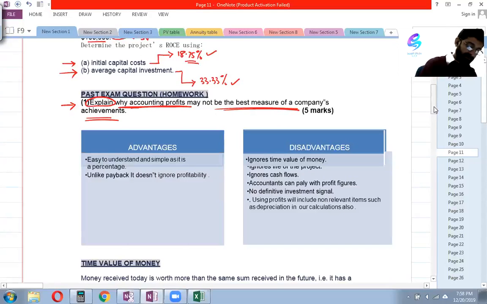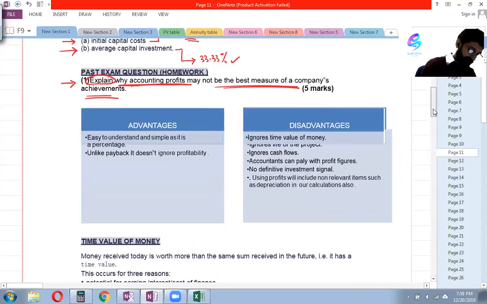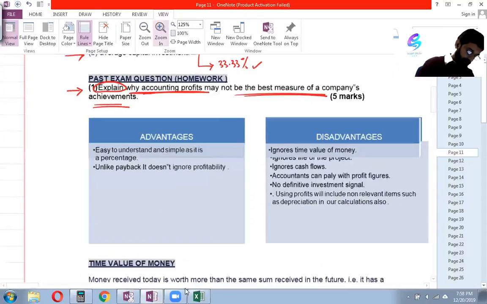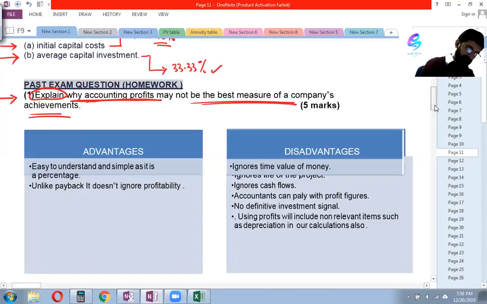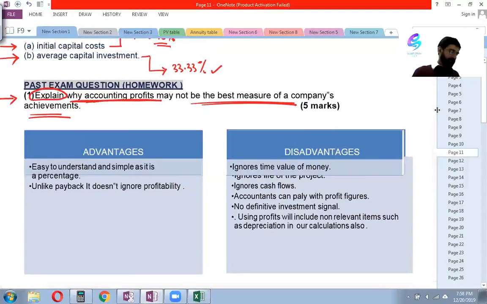So, accounting rate of return. Is the calculation difficult? Not at all. What about the other factors to consider? What are the advantages and disadvantages? We're going to start with disadvantages first, because we have just discussed a couple of them. The first disadvantage that we have just discussed is that it ignores cash flows, right? These are advantages and disadvantages of ARR, accounting rate of return or return on capital employed. It ignores cash flows because it is based on profits.